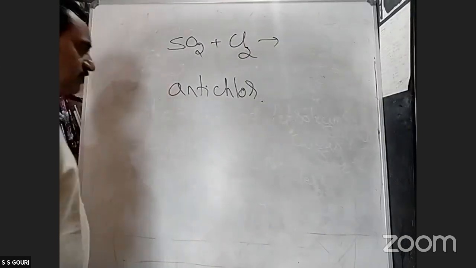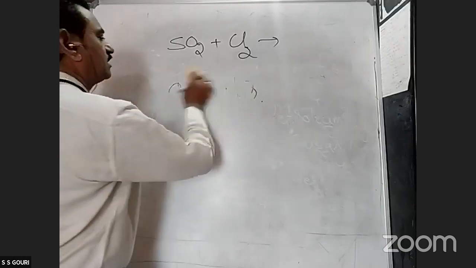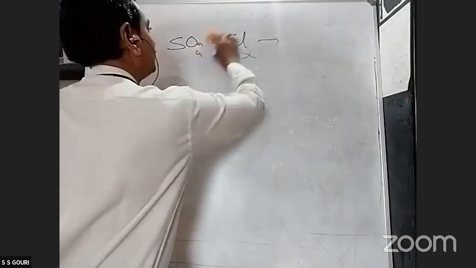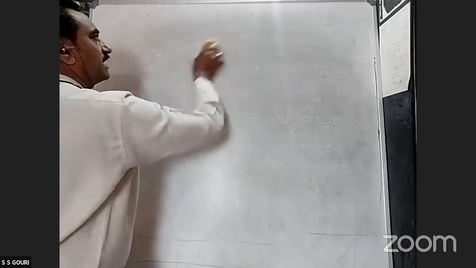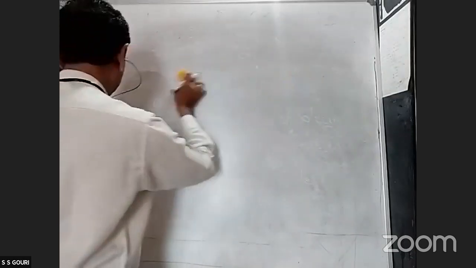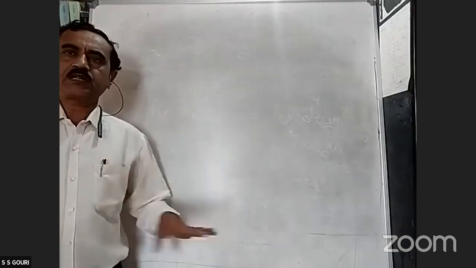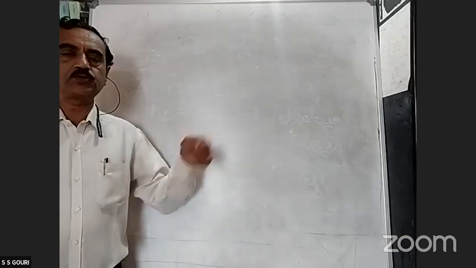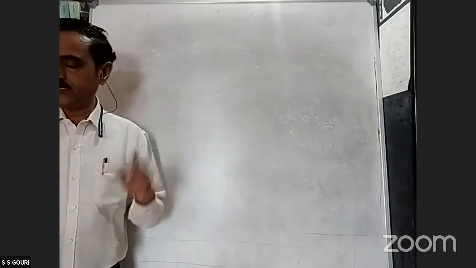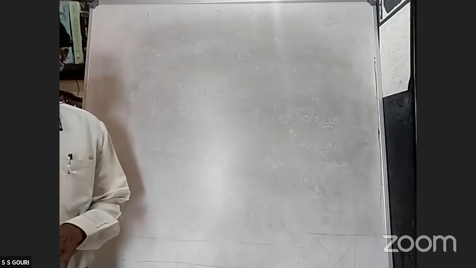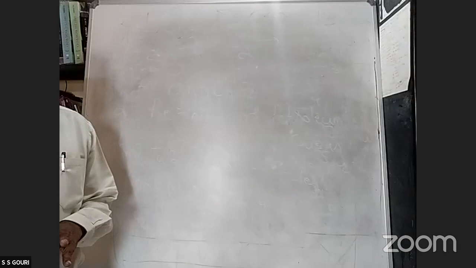Disinfectant means destruction of the disease causing organisms. Like phenyl, if you wash with phenyl, the microorganisms are destroyed. Similarly, if SO2 gas is passed, the disease causing organisms are killed. It is also used as a bleaching agent for silk and wool.